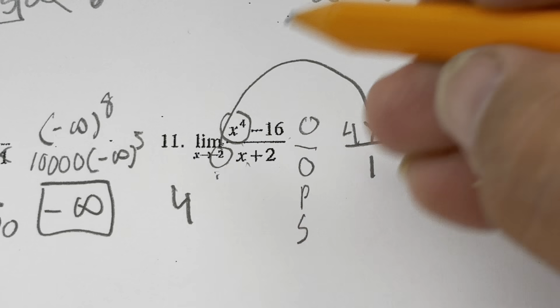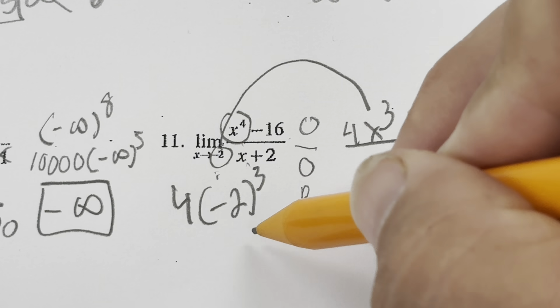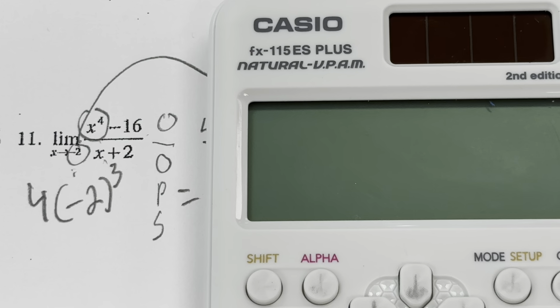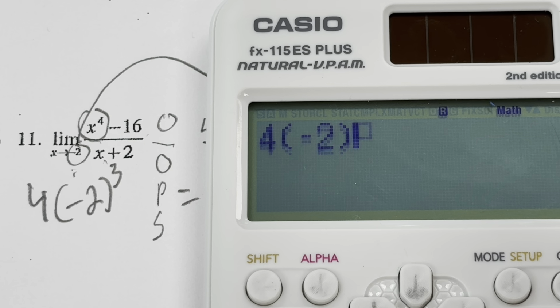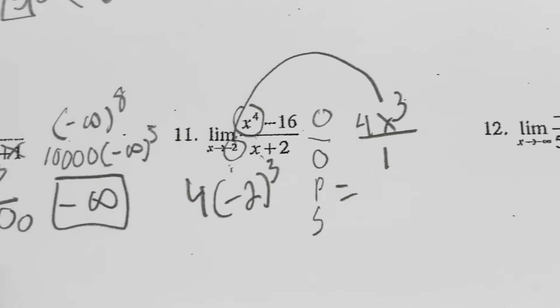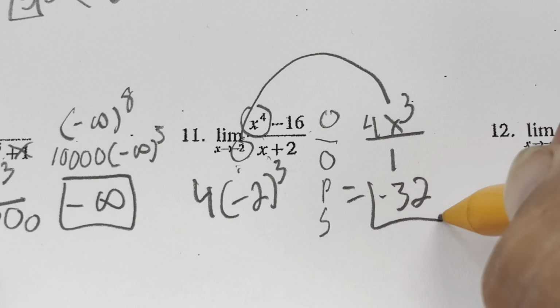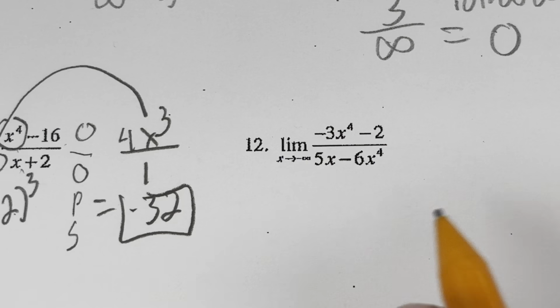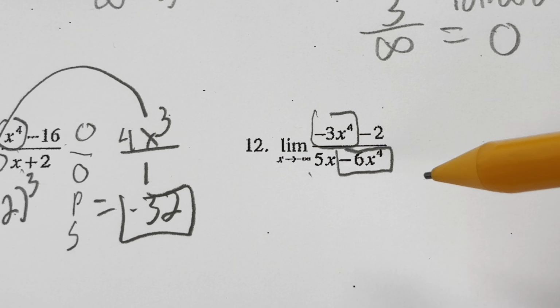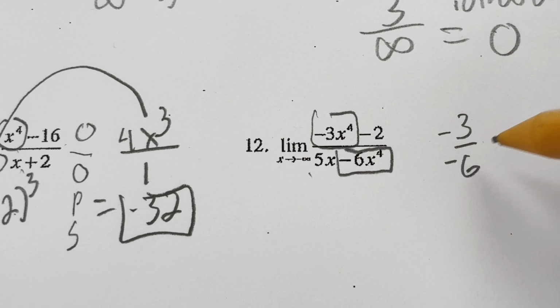So 4 times negative 2 cubed, that would be 4 times negative 8, and that equals, let's try it in the calculator. 4 times negative 2 cubed, negative 32. I almost said negative 24. Negative 32. Negative 8, 4 times negative 8 is negative 32. Throw in infinity. So notice we have the degree of the top is the same as the degree of the bottom. So that's just going to be negative 3 over negative 6, or 1/2.